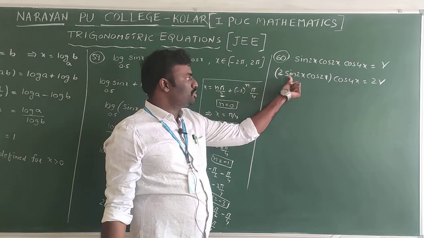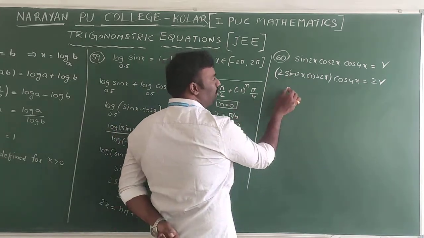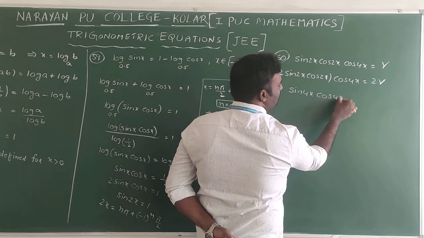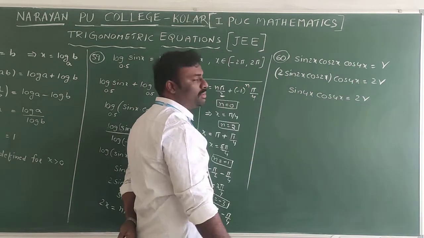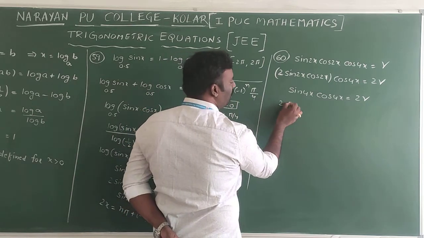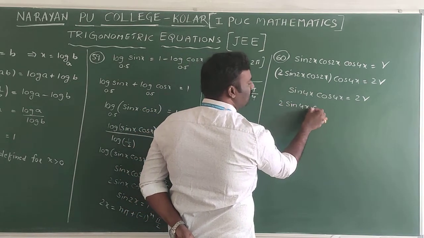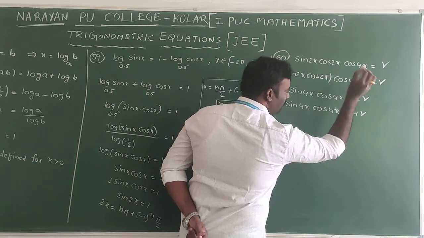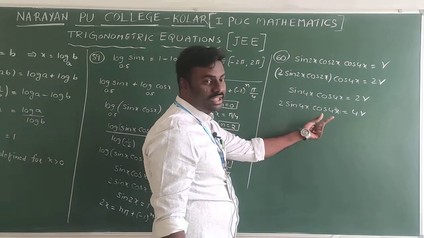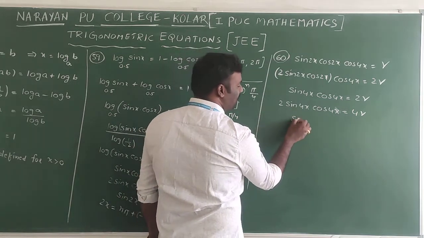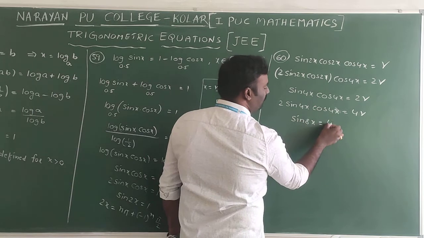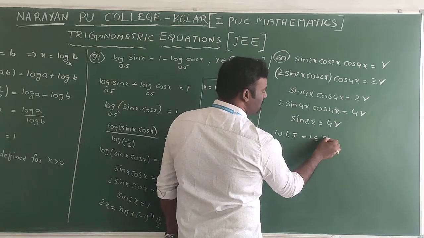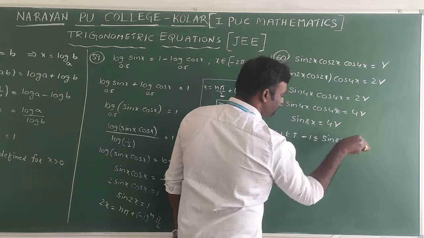So this can be written as 2 sin theta cos theta, sin 2 theta, so sin 2 into 2x, that is nothing but sin 4x cos 4x is equal to 2 gamma. Again you multiply both sides with 2. 2 sin 4x cos 4x is equal to 4 gamma. Again it is in the form of 2 sin theta cos theta, sin 2 theta, then sin 8x is equal to 4 gamma.